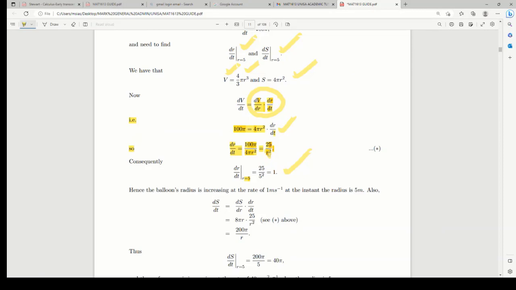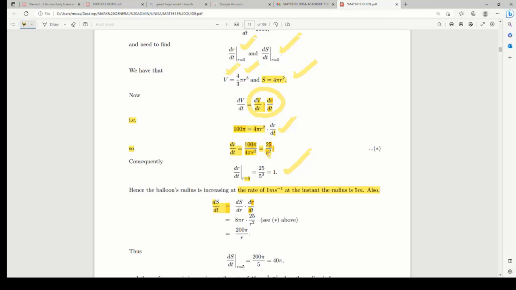Then looking at dS/dt, the instantaneous rate of change of the surface area with respect to time. Using the chain rule, we know that S is a function of r, so we can get dS/dr. We already have dr/dt. We just found it, it's 1.